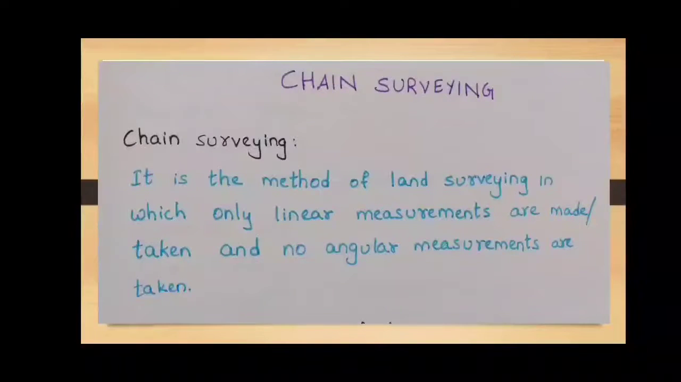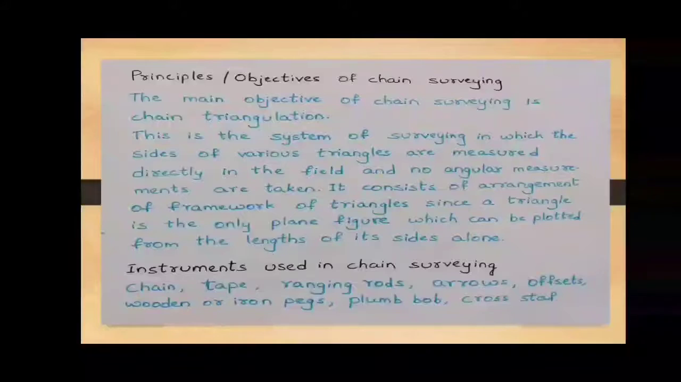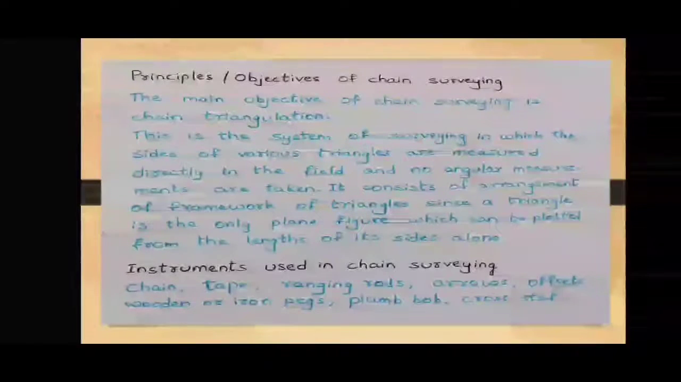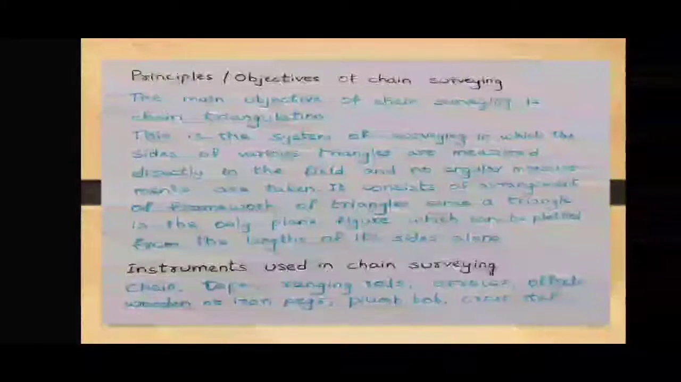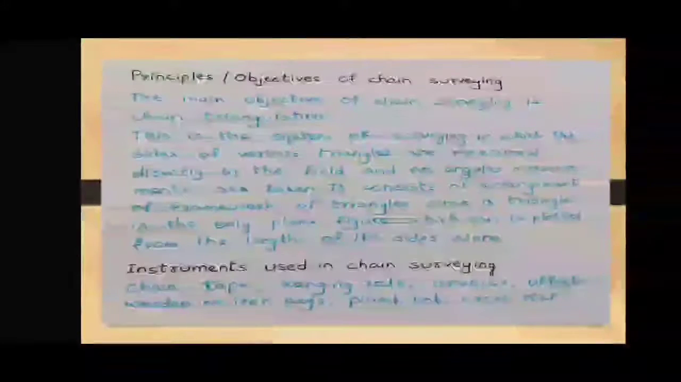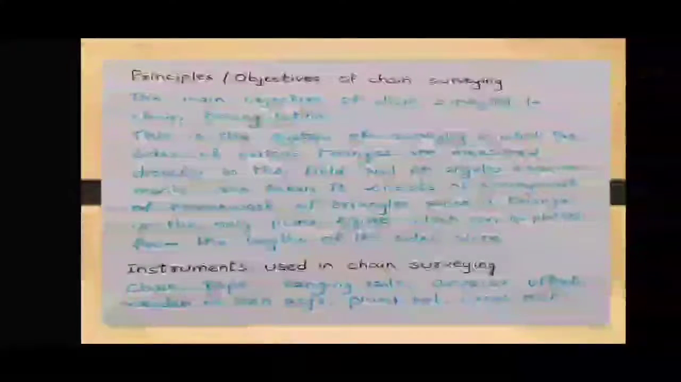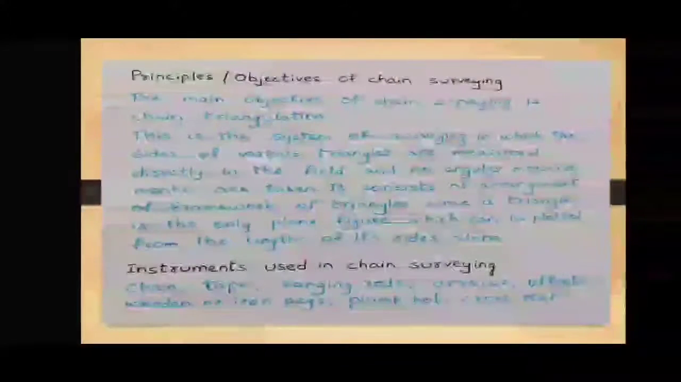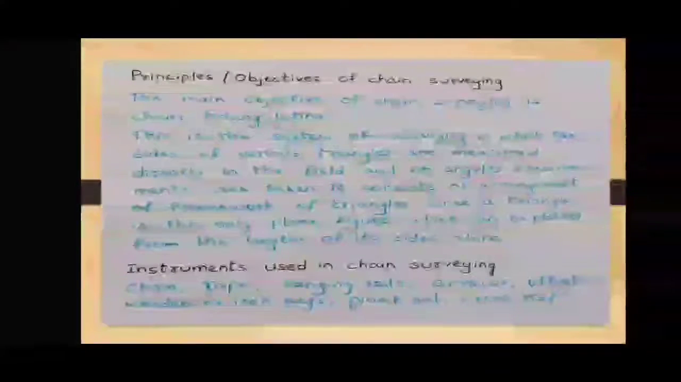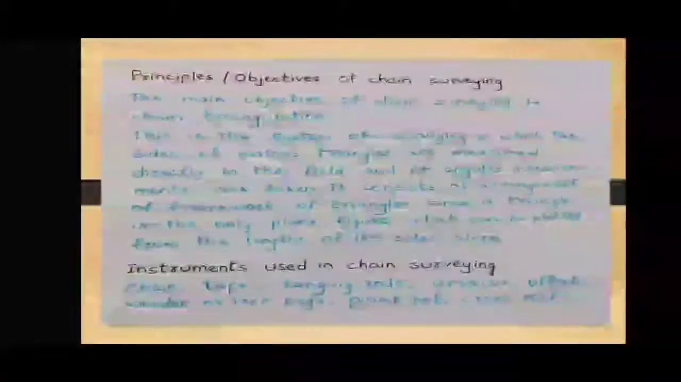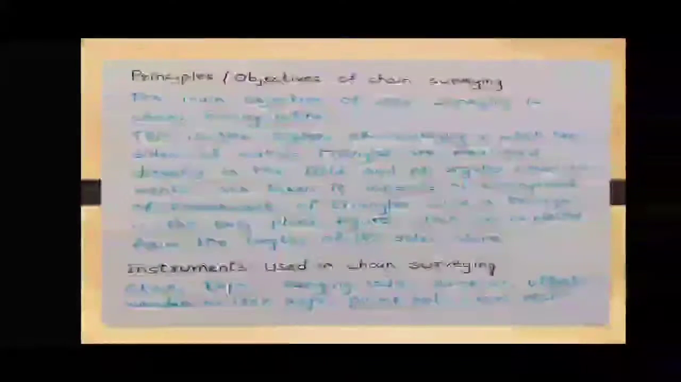Now let us see what is the main objective or the main principle of chain surveying. The main principle of chain surveying is chain triangulation. In this type, the sides of various triangles are measured directly in the field and no angular measurements are taken. In this system of surveying, the area to be measured is divided into a number of triangles because a triangle is the only plane figure which can be plotted easily in the field by the lengths of its sides.